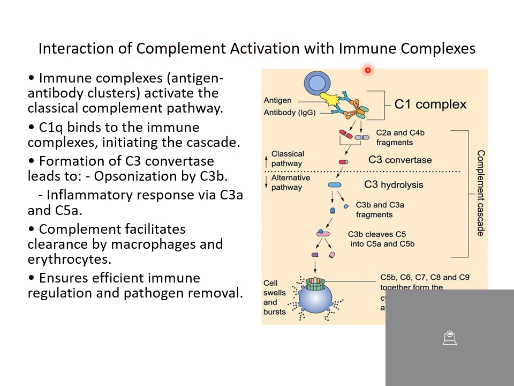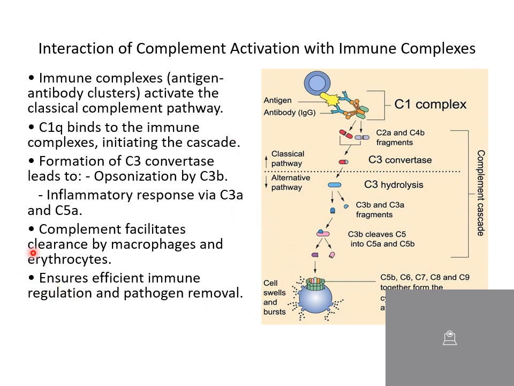So, the interaction between these two: C1 will bind to the immune complex, initiating the cascade and formation of C3 convertase, as we've seen. It will lead to opsonization by C3b, and an inflammatory response via C3 and C5. The activated complement system will facilitate the clearance of immune complexes by macrophages and erythrocytes, and erythrocytes are the red blood cells.